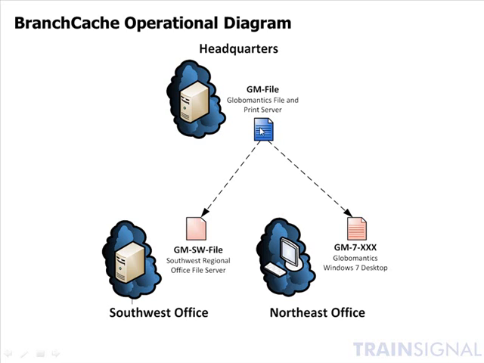The first time that document's accessed, it's going to be brought down to the GM SW file server, which will also be a branch cache server, and then subsequent accesses to this document at headquarters will be rerouted to this server instead, so the request will stay local rather than going out over an expensive wide area network connection.